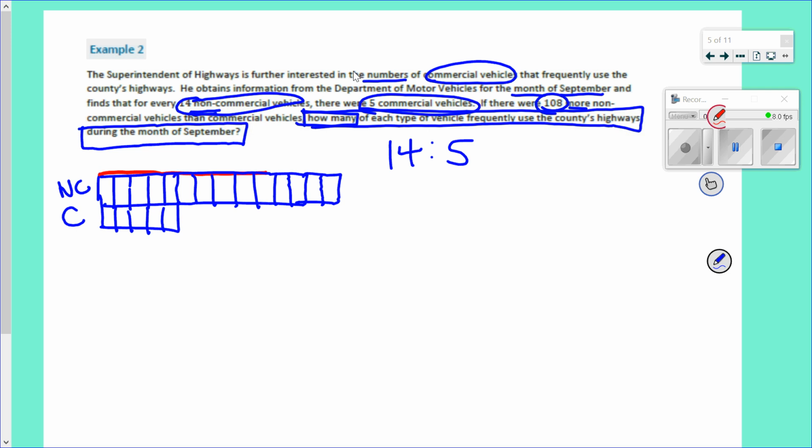Okay, but right here, Chanel, this is a key word right here, 108 more. Oh, more. Okay, if we use all 14 boxes, is that how many more? No. How many boxes more did the non-commercial vehicles have? How many?